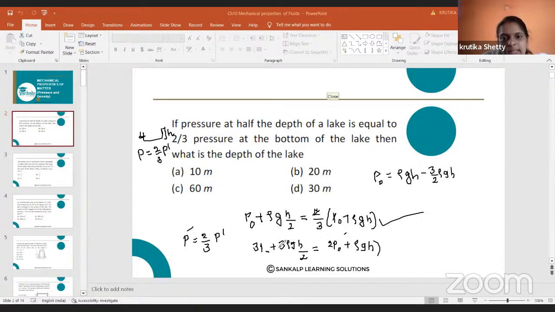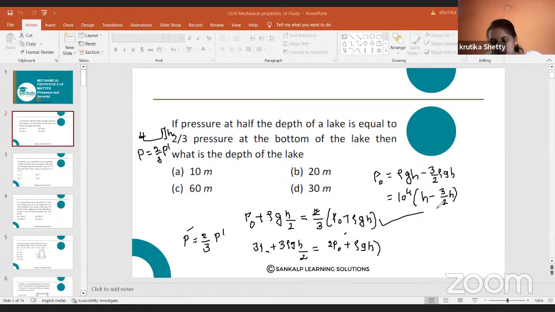So try to simplify this. I am doing the same simplification. Here I cross multiplied the 3: 3 P naught plus 3 rho g H by 2 is equal to 2 P naught plus rho g H. So P naught is equal to this equation. Here rho g can be taken common. Rho, water density is 10 to the power 3, acceleration due to gravity, take it as 10, right? So the solution you can take like this: 10 to the power 3 into 10 is 10 to the power 4, inside the bracket H minus 3/2 into H.